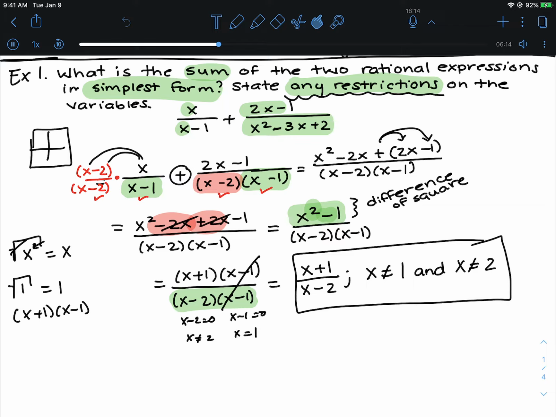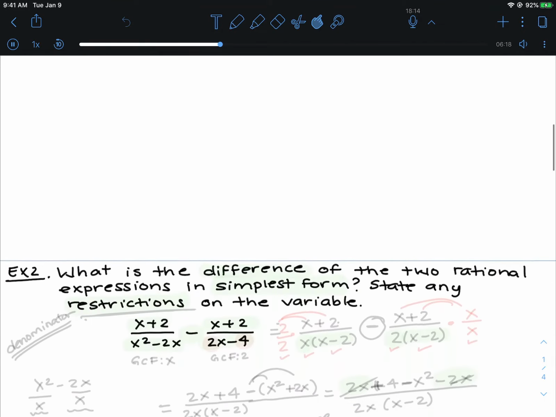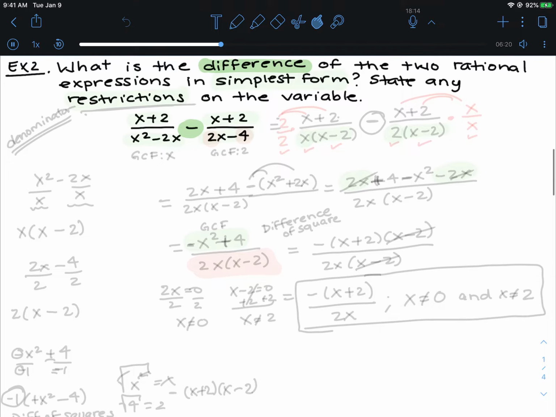Okay, now moving on to example number 2. Okay, so it's the same thing. Here we have the difference. Why is it a difference? Because we have subtraction of the two rational expressions in simplest form. So once again, they want us to simplify. Okay, so we have to simplify all of this. Now, they also do want us to state any restrictions. So remember, the restrictions, where are they going to come from? They are going to come from the denominator. Okay, so just keep that in mind.